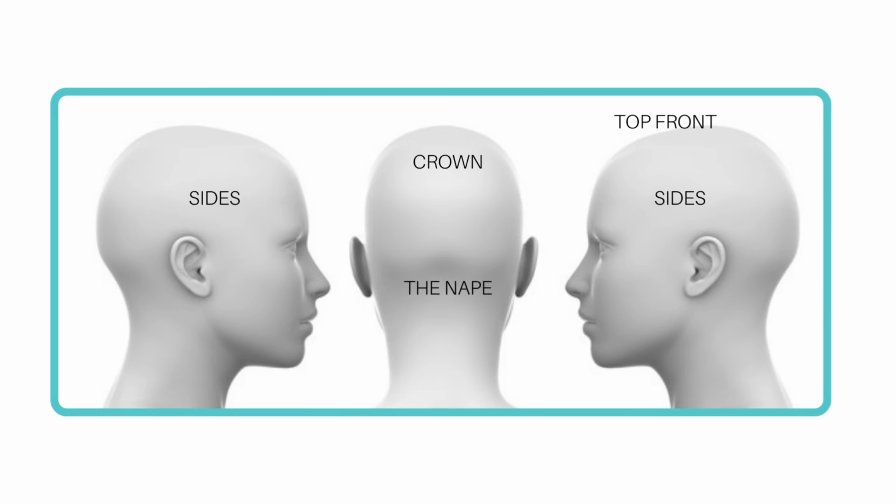Be sure to remove hair strands from all areas of the scalp when testing your hair texture: the right side, the top front, the left side, the crown, and the nape.